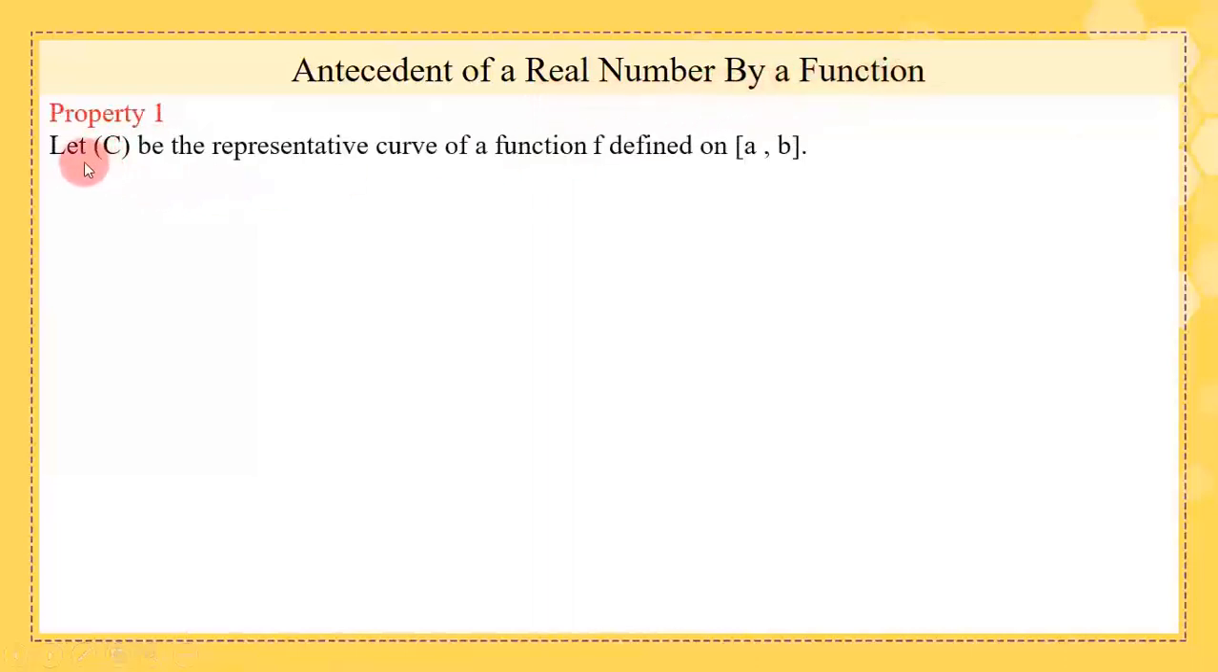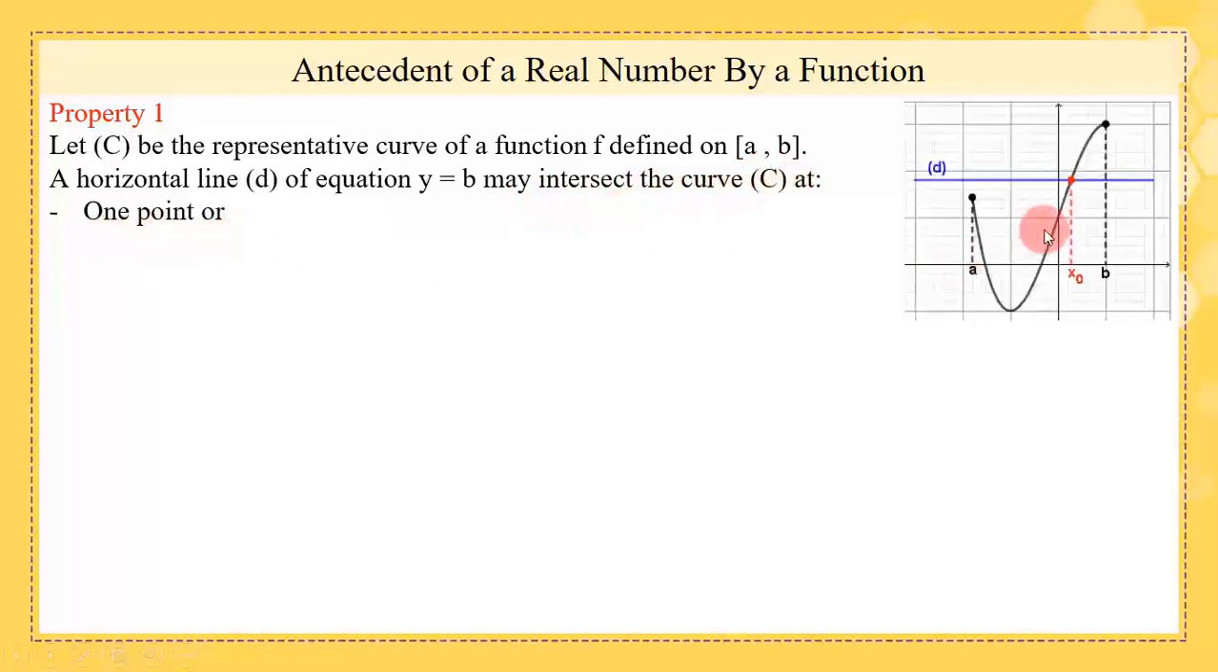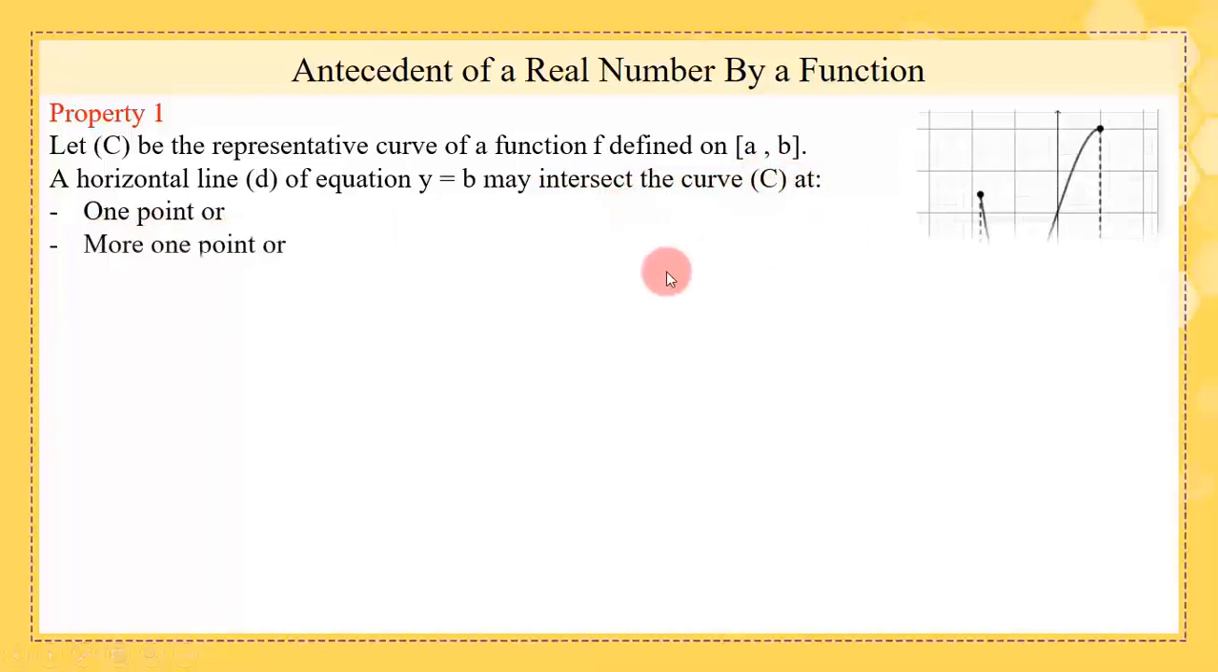Antecedent of a real number by a function. Property number 1. Let C be the representative curve of a function f defined on AB. A horizontal line D of equation y equal b may intersect the curve C at one point, as you see in the figure to the right, more than one point.